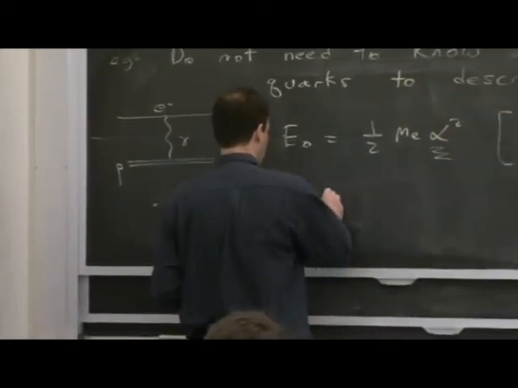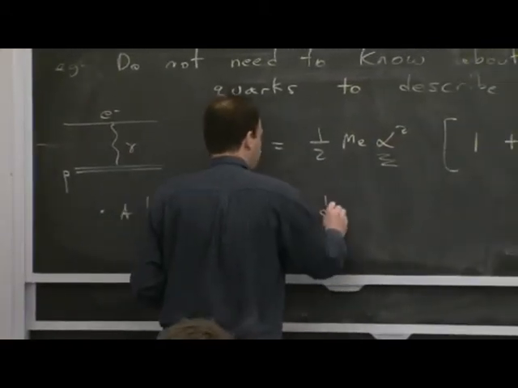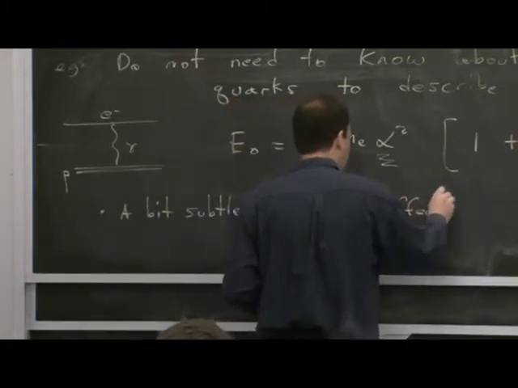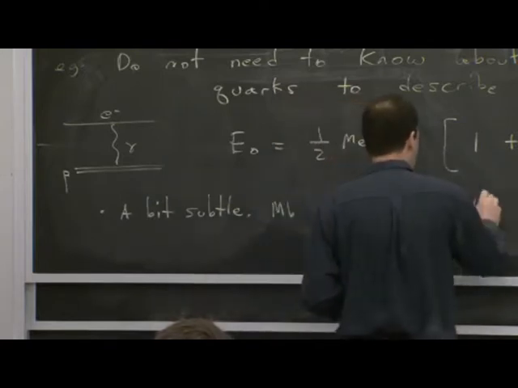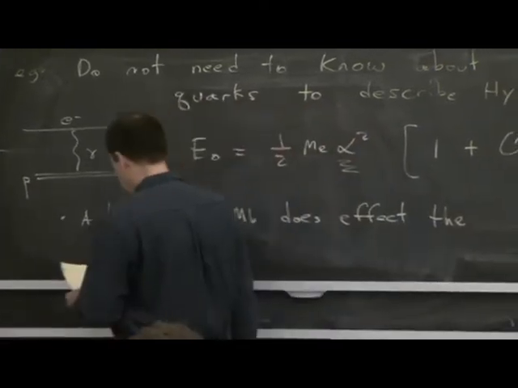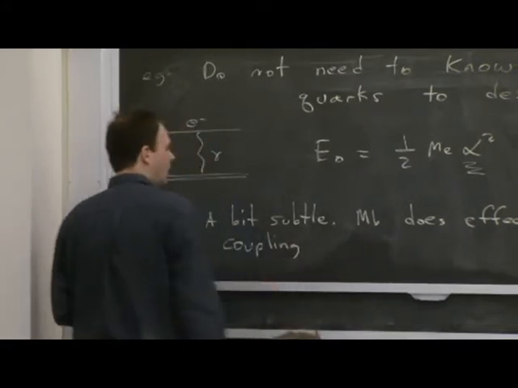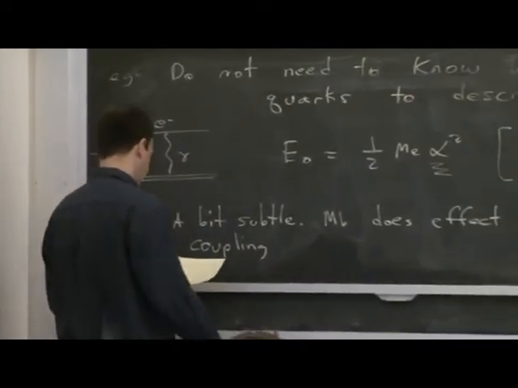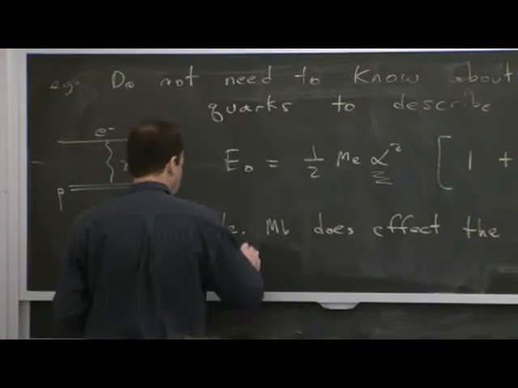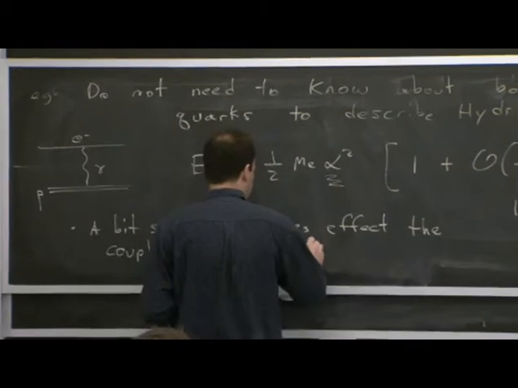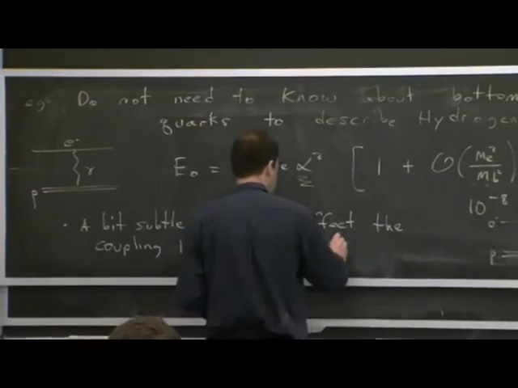Okay, so from your previous courses in quantum field theory, when you learned about running couplings, you learned that diagrams like that one contribute to running couplings. And so the b quark, therefore, can affect the coupling. If you worked in, for example, the MS-bar scheme, since it contributes to the running of the coupling.